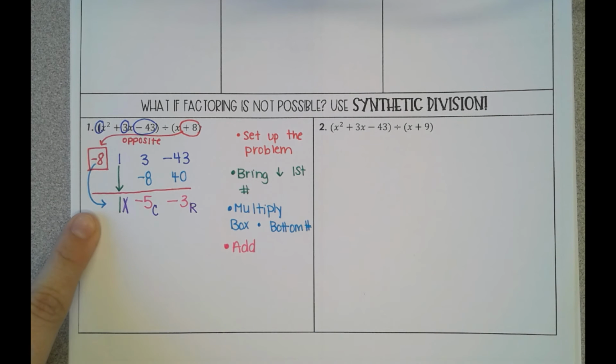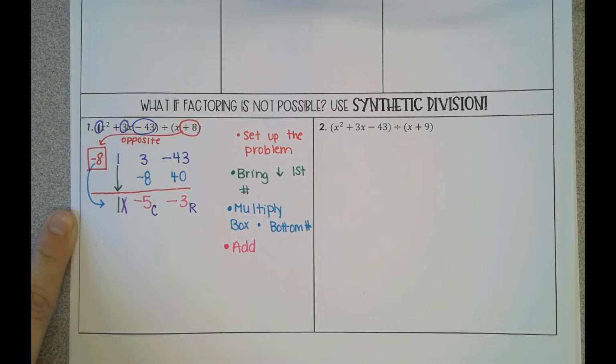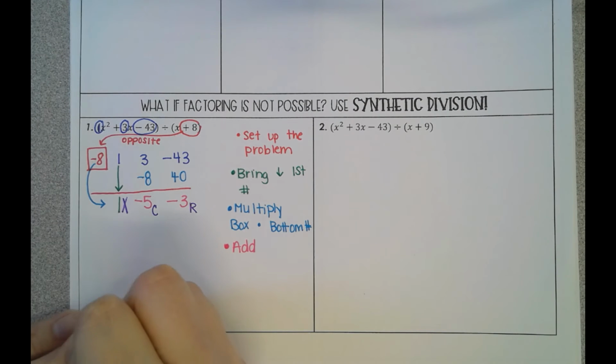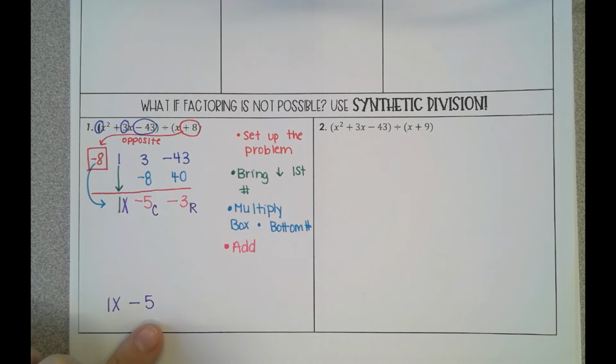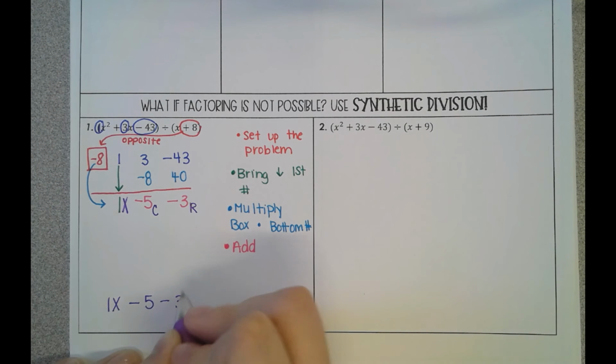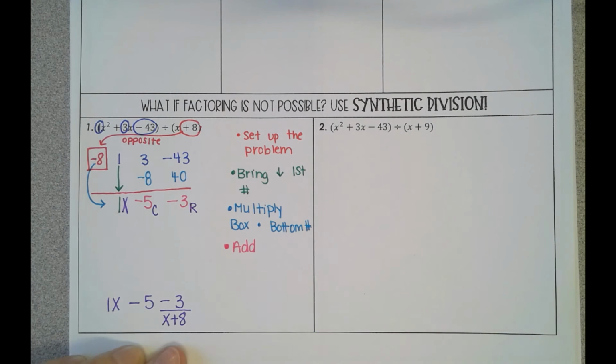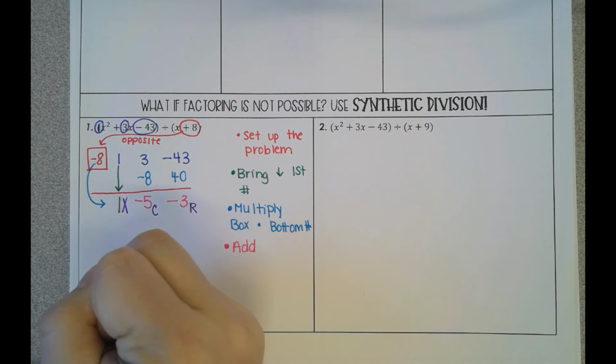If I had another number, I would give it an x squared. And then the next number, I would give it x cubed and so on. But we don't have those numbers. So my answer is 1x minus 5. And then with your remainder, that negative 3, you put that over top of x plus 8. Whatever you were dividing by goes under your remainder.